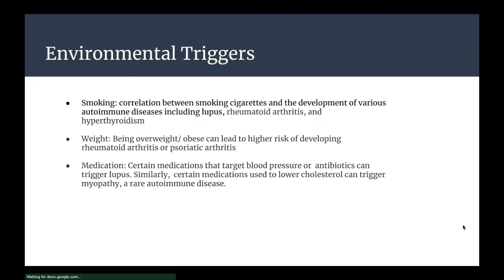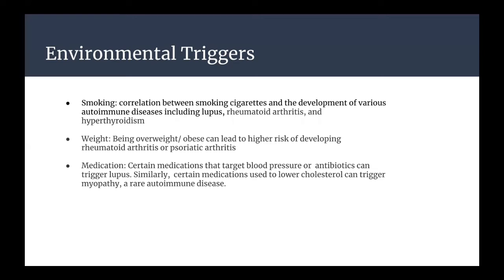Environmental triggers. Obesity increases a person's risk for developing rheumatoid arthritis or psoriatic arthritis. Researchers hypothesize that this could be because increased weight puts greater stress on the joints or because it encourages inflammation.